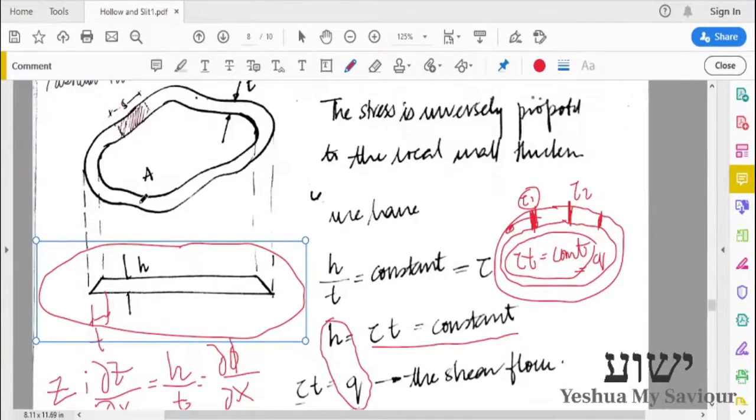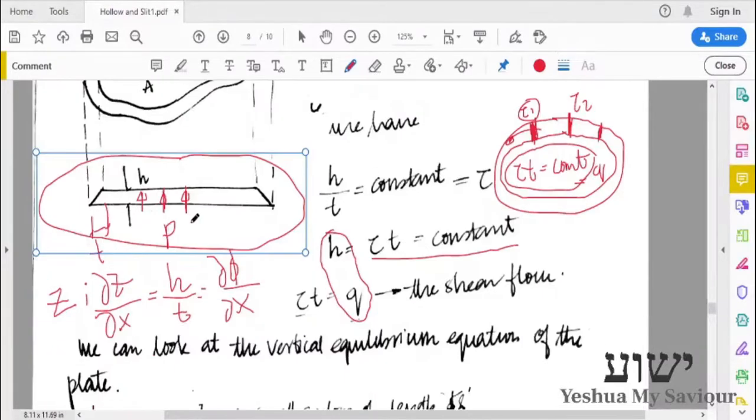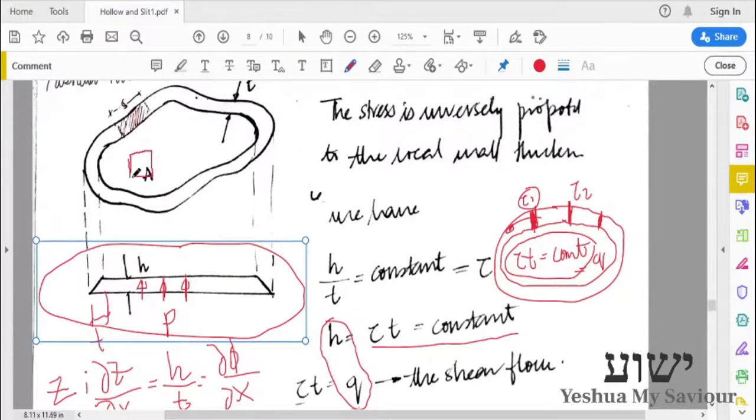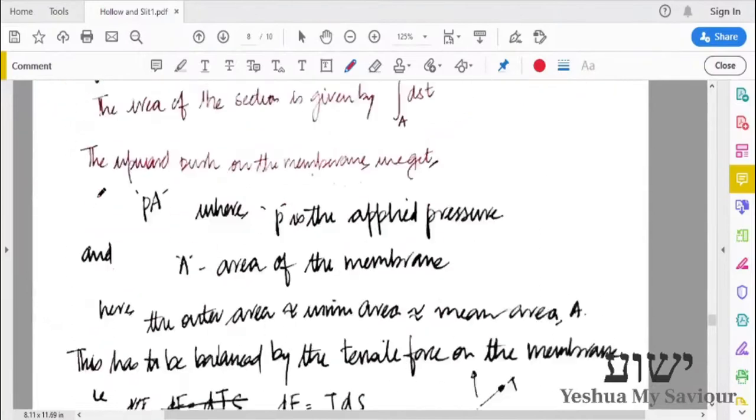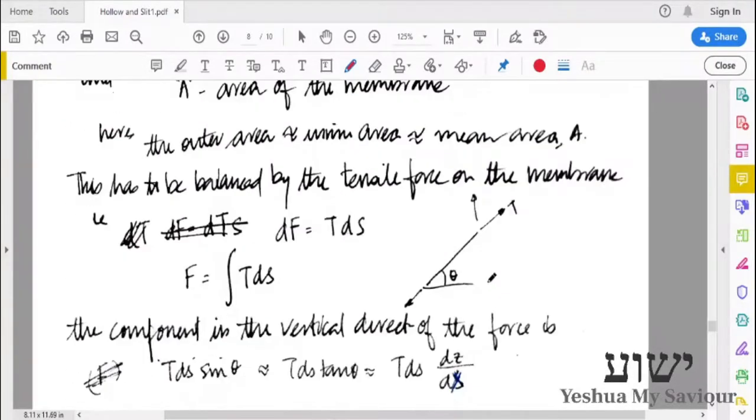After this, we'll be looking at the vertical equilibrium of this membrane. Obviously, we have a stressed membrane which is being pushed or held in position by a pressure p. If I take a very small portion of the membrane, close to this area, we can see that we have a pressure p acting on it. The pressure p causes a force on the membrane which causes the membrane to be stretched.